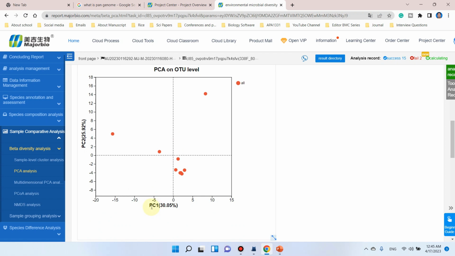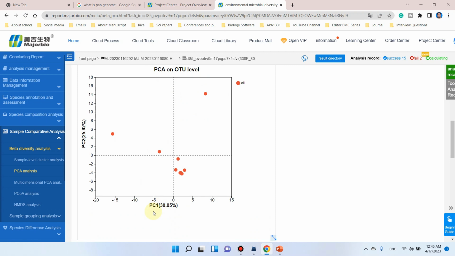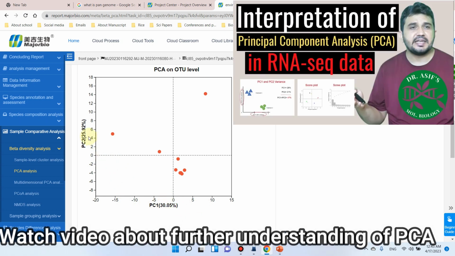And here you can see the first PC1 is showing a variation of 30% and PC2 is showing 25%. So it means if we perform the PC analysis, the overall diversity through PC1 is 30% and PC2 is 25%. So it means overall PC1 and PC2, if we add them, is making 55%.